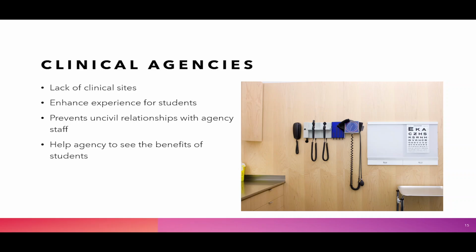When I was doing my clinical rotations, the nursing students helped administer influenza vaccinations to veterans at the VA. This helped the hospital out significantly.